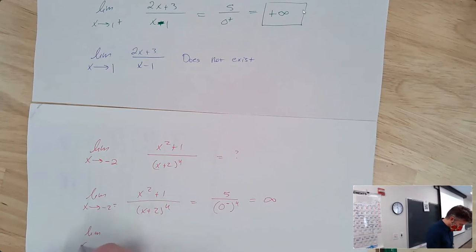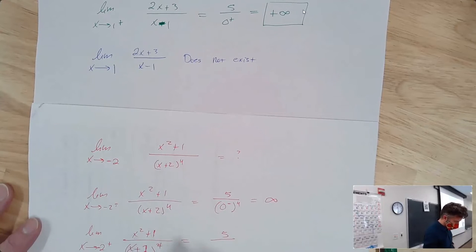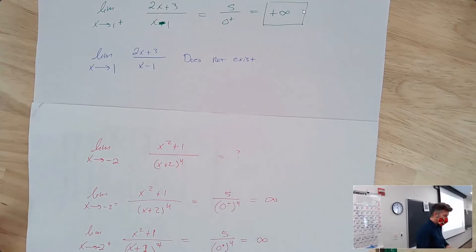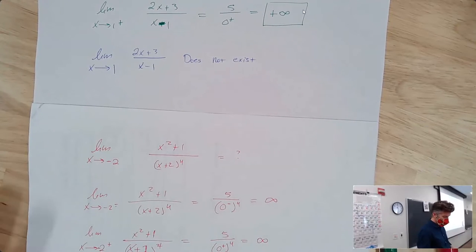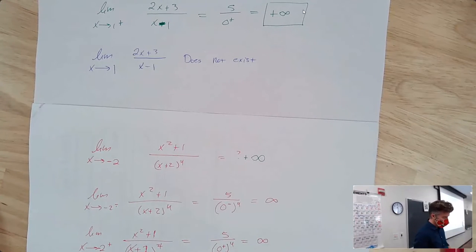On the other side of things, if we approach negative 2 from the right, then we're going to still get 5 on top. Because again, for the thing where it's not 0, I'm just going to plug in the value, right? Just plugging in negative 2, I get 4 plus 1, which is 5. And then on the bottom, it's a slightly positive number to the fourth power, which is still positive. So in this case, I would say the limit as x approaches negative 2 from either side is going to be infinity. And again, I should re-emphasize, none of these limits actually exist.